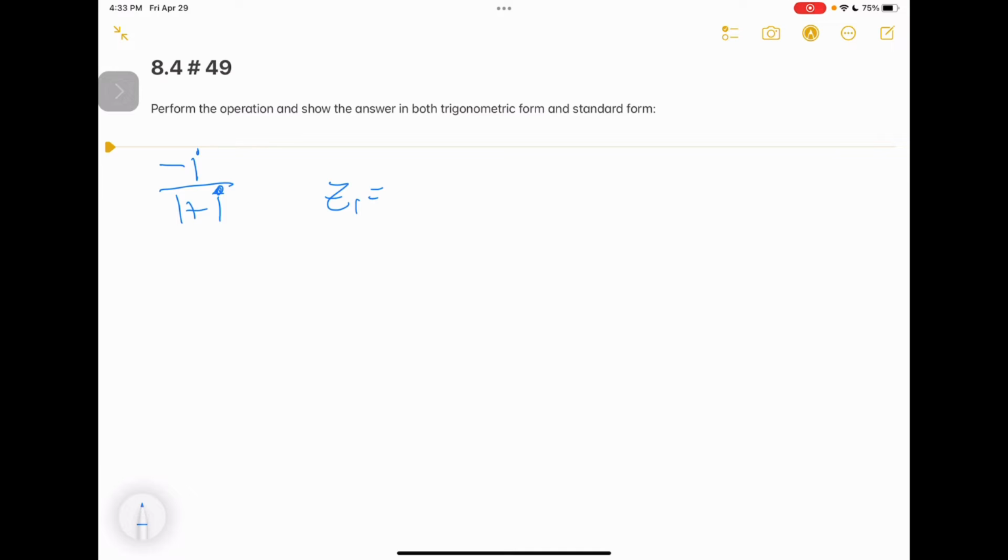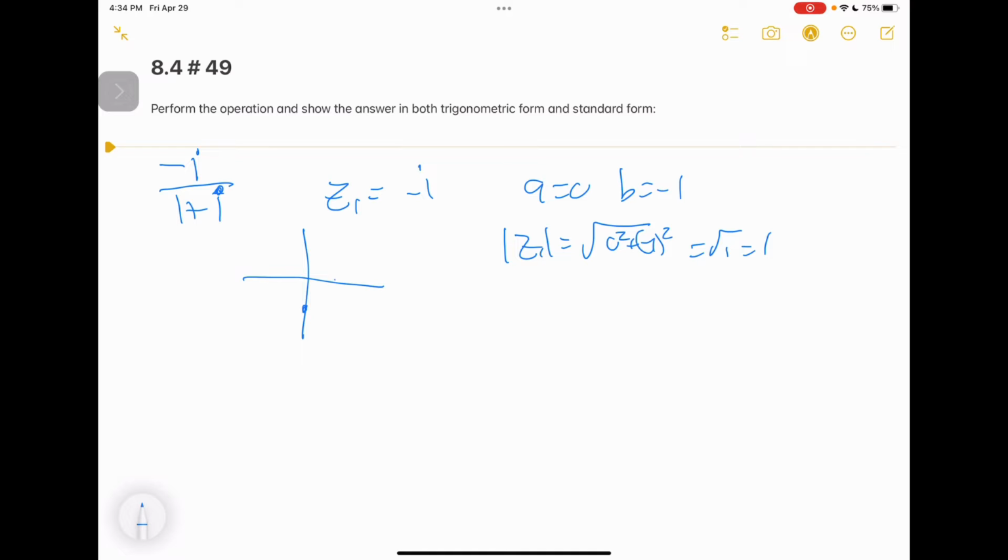So Z1 is going to be this negative i, so I'm going to say that a is 0 and b is negative 1. The magnitude of Z1 is the square root of 0 squared plus negative 1 squared, which is the square root of 1, which is 1. Negative i is just down here, and I always look at it as 3 pi over 2. But the book keeps looking at it as negative pi over 2, and really either direction is okay.